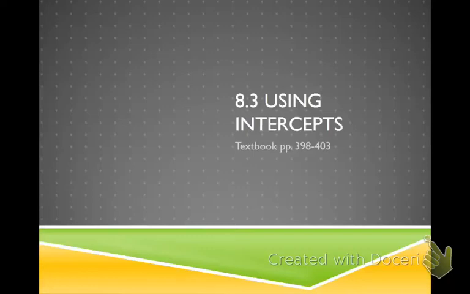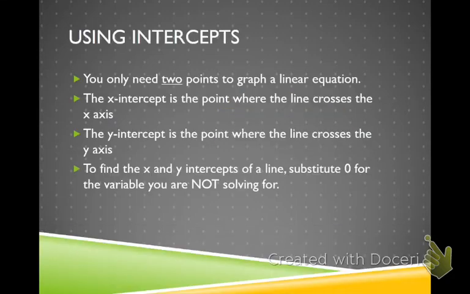All right, today we are in section 8.3, using intercepts. In this section, we're going to use a different strategy to graph equations. Yesterday in 8.2, we learned how to graph equations using tables, our input-output tables. Today, instead of using the tables, we're going to take the same equation and graph it using intercepts.